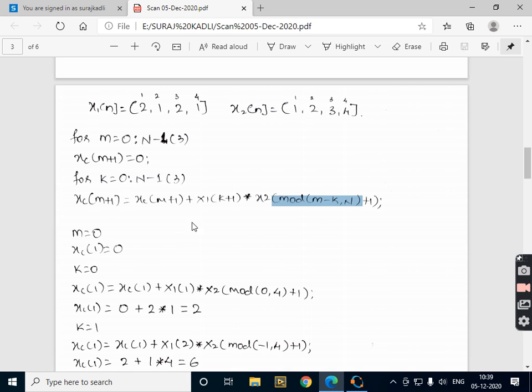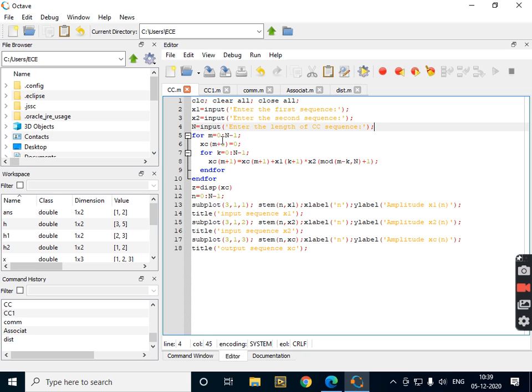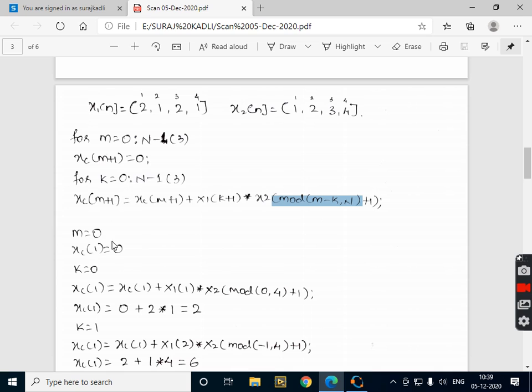and again I'll be explaining them. So when the program starts executing, after taking the length of the circular convolution sequence from the user, after executing line number 4, the execution starts from line number 5. So the first iteration over m will be taken. For m equals 0, the next line will be executed. Xc of 1, m is 0, 0 plus 1, 1, will be initialized to 0.